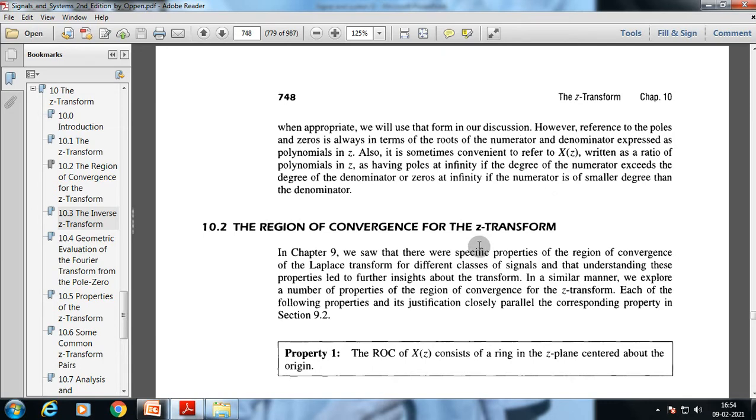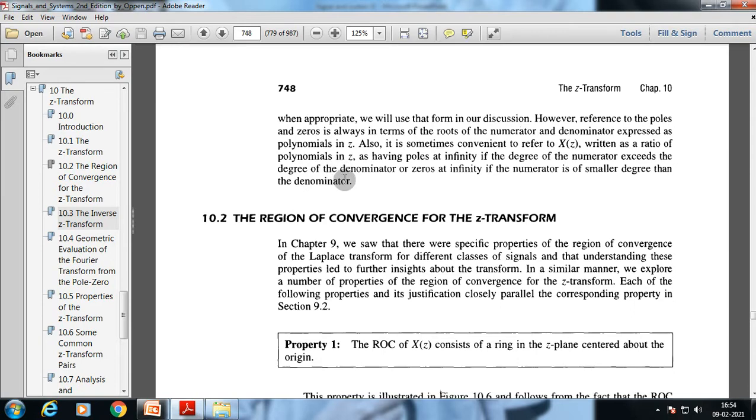However, reference to the poles and zeros is always in terms of the roots of the numerator and denominator expressed as polynomials in z. Also, it is sometimes convenient to refer to X(z), written as a ratio of polynomials in z, as having poles at infinity if the degree of the numerator exceeds the degree of the denominator, or zeros at infinity if the numerator is of smaller degree than the denominator.